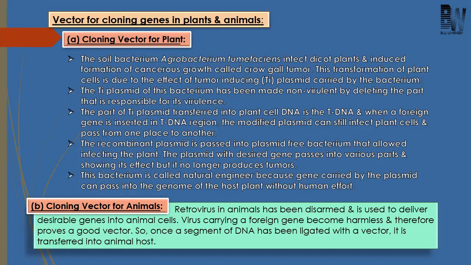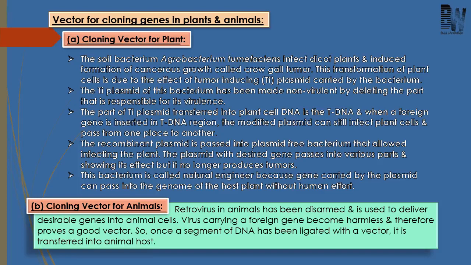Now this Ti plasmid can be made non-virulent by deleting the gene, or the part of the DNA which is responsible for the tumor. The part of the plasmid which is transferred to the plant cell DNA is known as tDNA. So if the desired gene is inserted into this tDNA, then the modified plasmid can still infect the plant, but the tumor will not be produced.